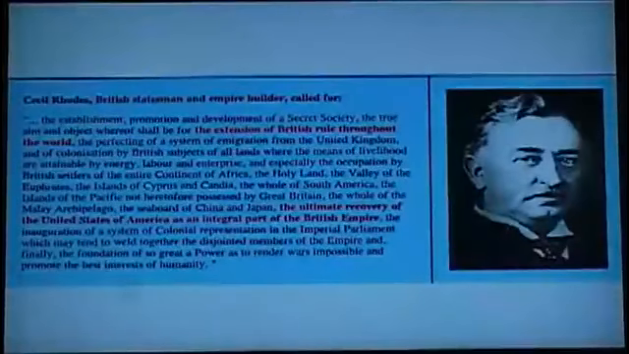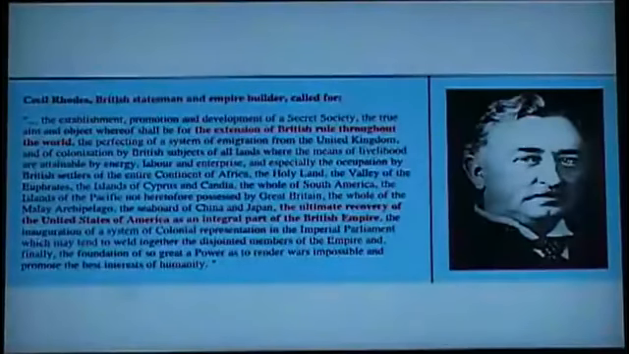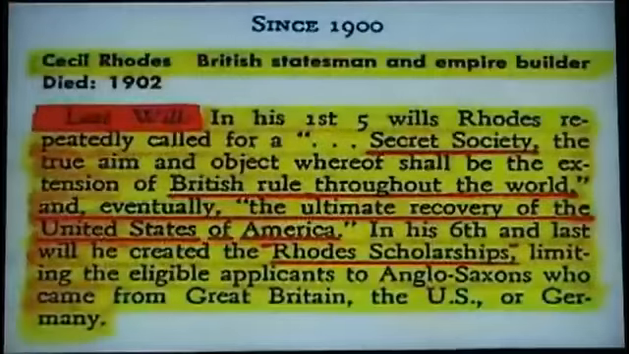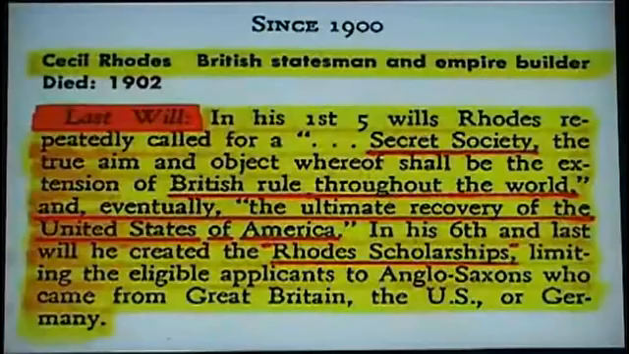Well, when we're talking about a revolution to overthrow the United States, we can't forget Cecil Rhodes, a British statesman and empire builder. He had many different wills because he was a very wealthy man. Cecil Rhodes died in 1902.